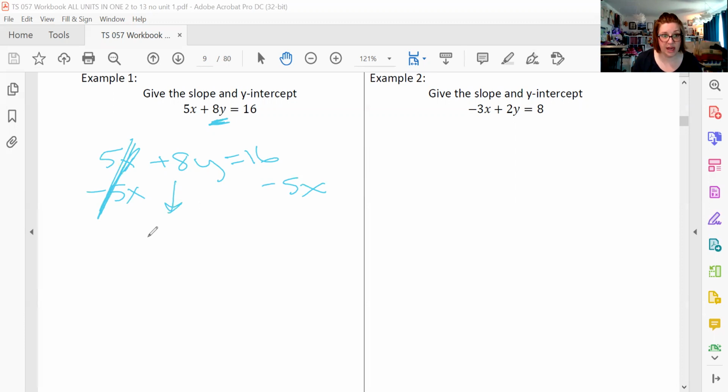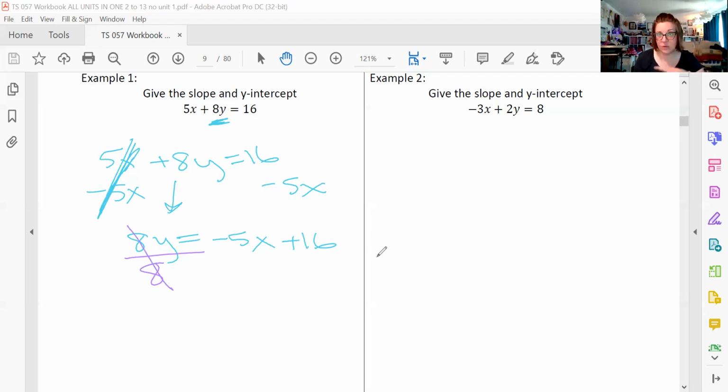So I'm left with 8y, and that equals, because I'm going for mx plus b, I'm going to put this negative 5x first, and then add 16. I'm going to mix up the order that they were in because I want it to be in slope-intercept form, and that's y equals mx plus b. So now I've got the x in the right place, the y in the right place, and a b in the right place, but I'm still not quite there yet because I want the y by itself, which means I have to divide it by 8.